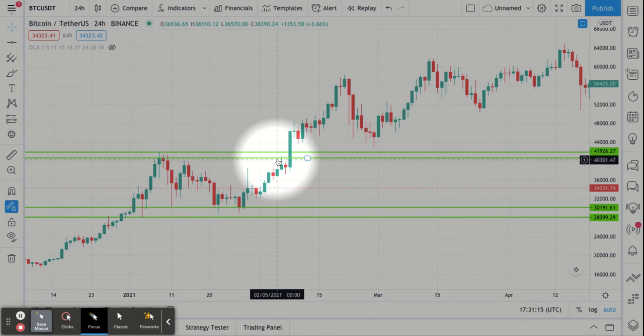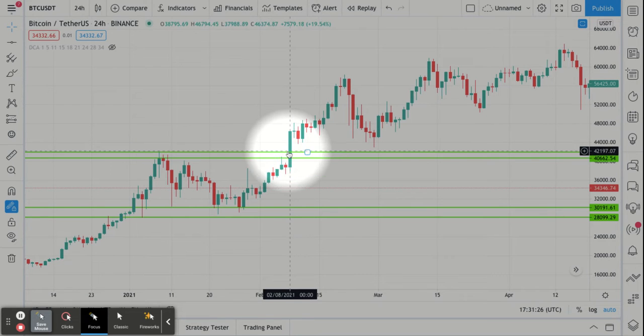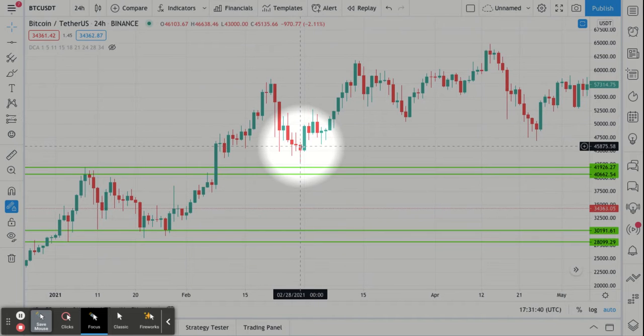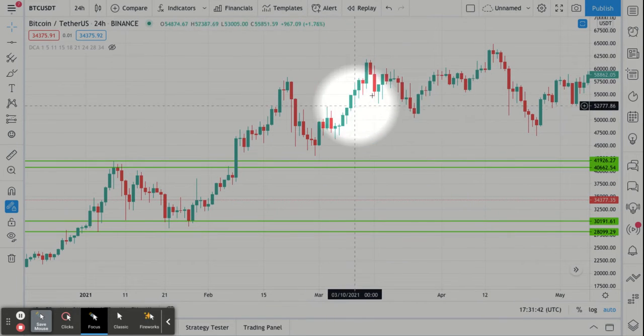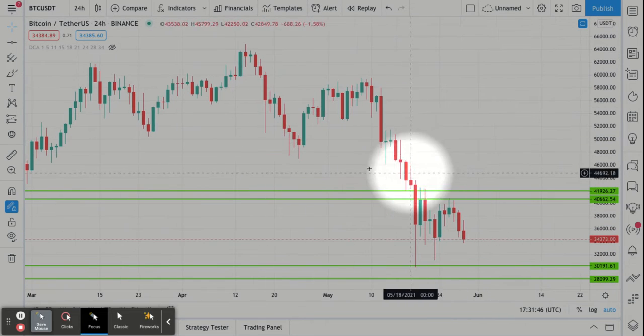So it's going to come up, it's going to test what we call a ceiling or resistance. And if it broke through, then that is when these two areas are going to end up being support and resistance. So if it breaks through, this is now an area of support. Okay, this is now an area of support. Now, we have other areas all through here. I'm not going to deal with those right now because we have already gone past them.